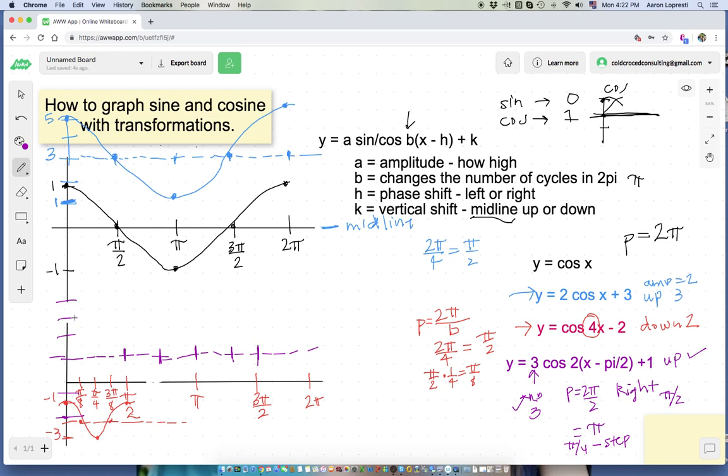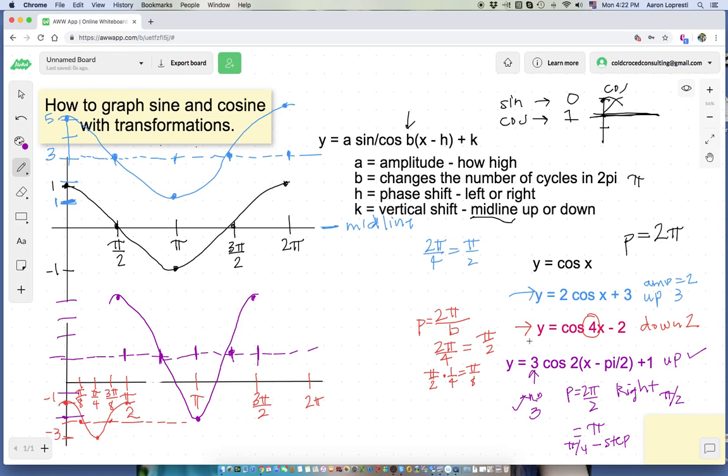Okay. What else do I have? Oh, my amplitude is 3. So cosine, I'm going to start up. So it's going to go up, middle, down, middle, and up. And there you go. So everything works the same, sine or cosine, except that we know that sine, everything would have started at the midline and gone up.